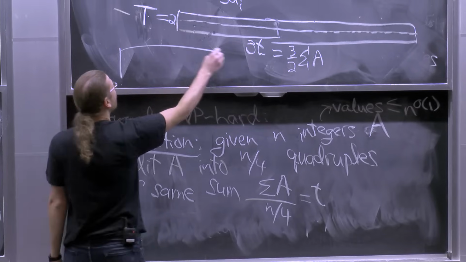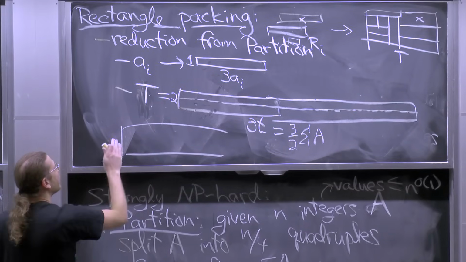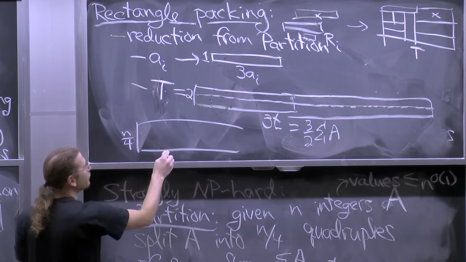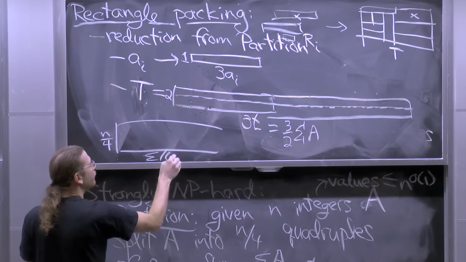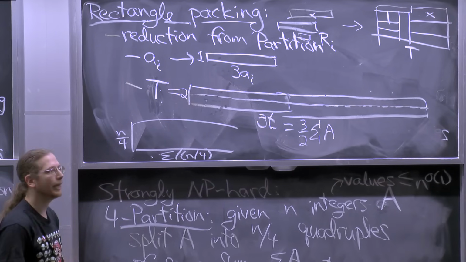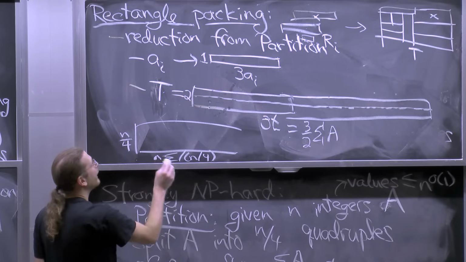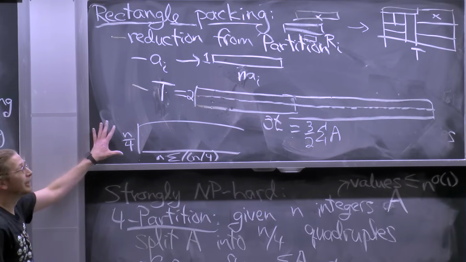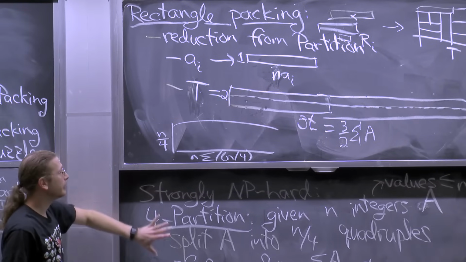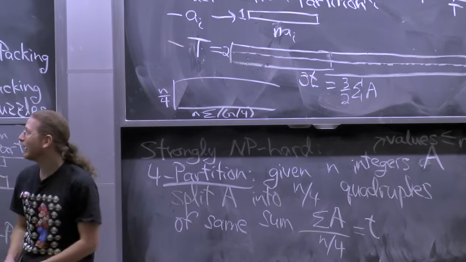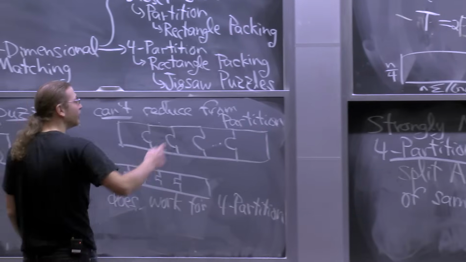You say, well, I need whatever, n over 4 different parts, each of size the sum over n over 4. You need some scale factor here. 3 doesn't work. Use n or something. N and n. That will prove that rectangle packing is actually strongly NP hard because we're reducing from 4 partition instead of partition. And then you can reduce rectangle packing to jigsaw puzzles because you have strong hardness over here.